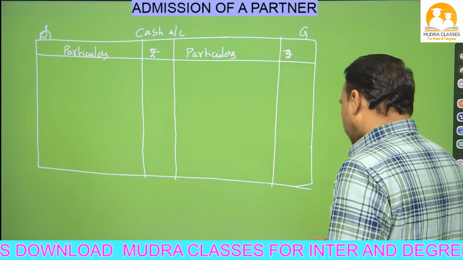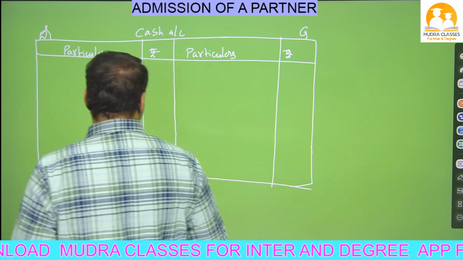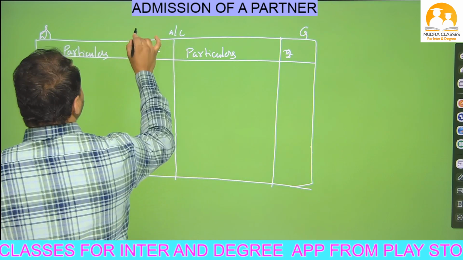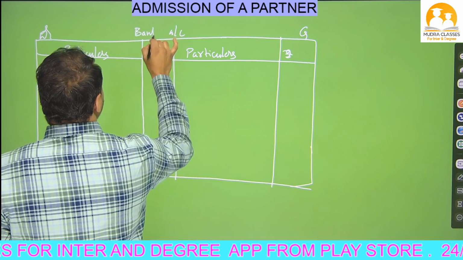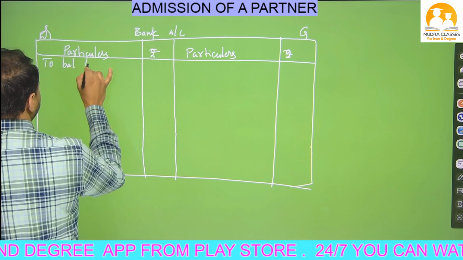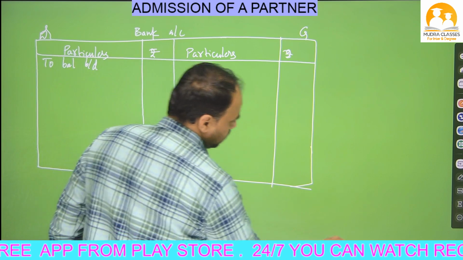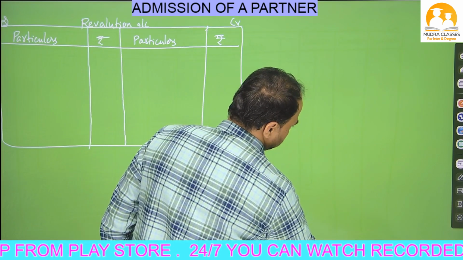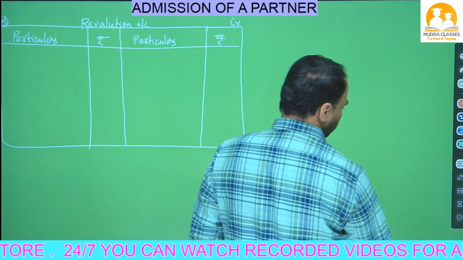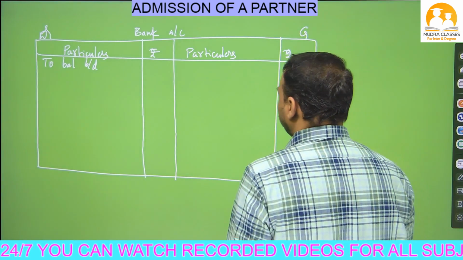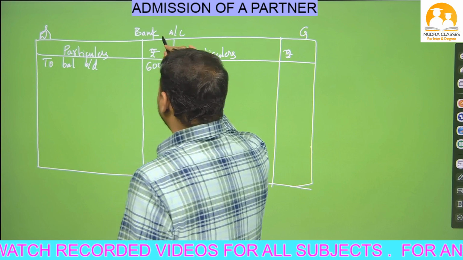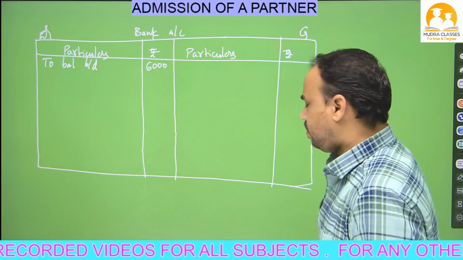So here in this problem we have to open one bank account. Instead of cash, I will write the heading bank. In the bank account debit side, we have to write the opening balance as balance brought down. How much balance is given in the question? Cash at bank, 6,000 rupees is given. So we have to write the total 6,000 rupees here as the opening balance.